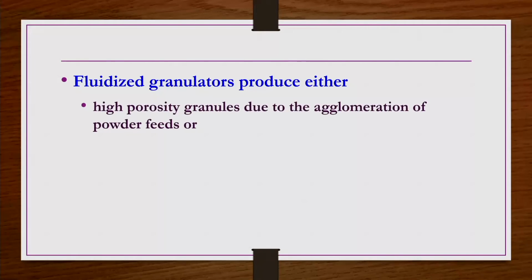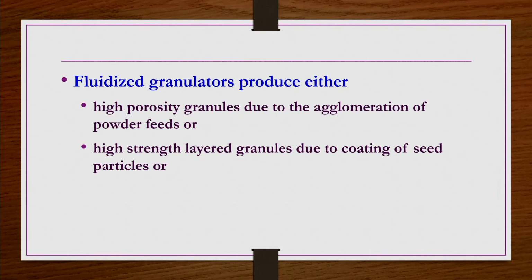Further, these fluidized granulators produce either high porosity granules due to the agglomeration of powder feeds, or high strength layered granules due to coating of seed particles, and granules by liquid feeds. Right, high porosity granules you in general get because these particles are set in motion by the air. So the spraying liquid is coming in, interacting with the particles. We are going to see the schematic in the next slide anyway.